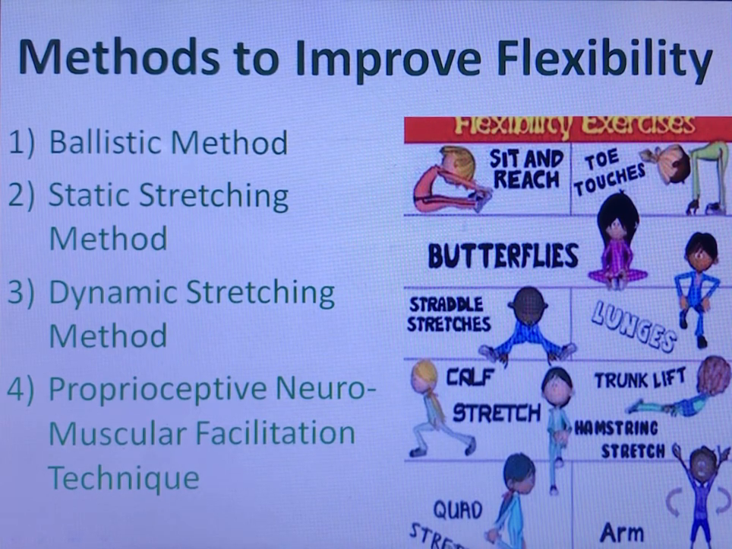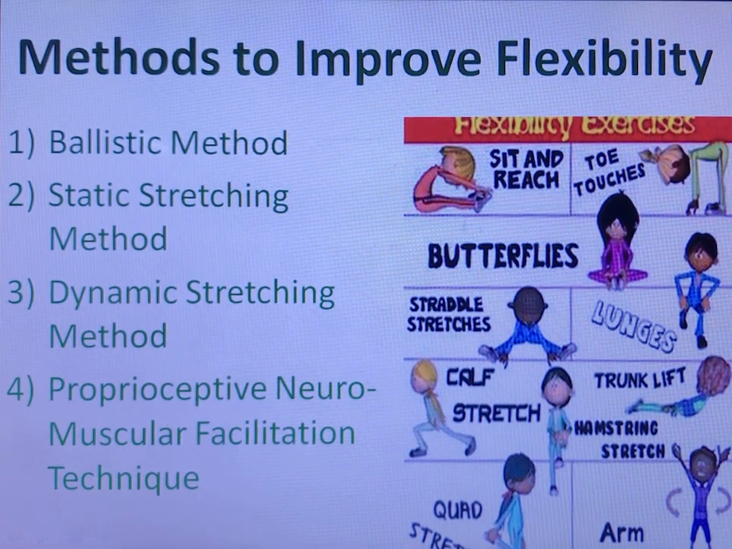Static stretching method involves gradually easing into the stretching position and holding the position. The stretch should be held for 10 seconds, and to improve the range of flexibility, hold it for 30 seconds. Dynamic stretching method consists of controlled leg and arm swings that take you gently to the limit of your range of motion.